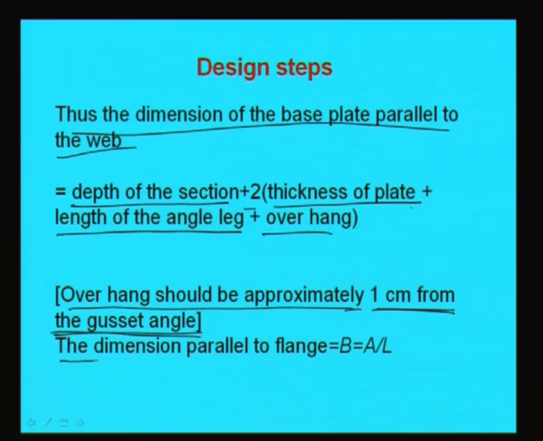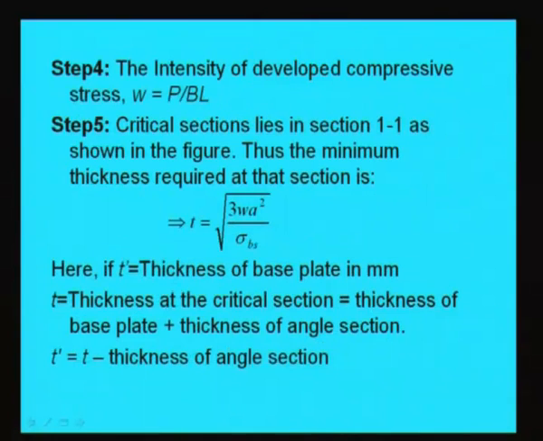The dimension parallel to the flange will become A by L. The moment we find the value of L, we can find the value of B, because A we know, right. So, in step 4 what we will do?